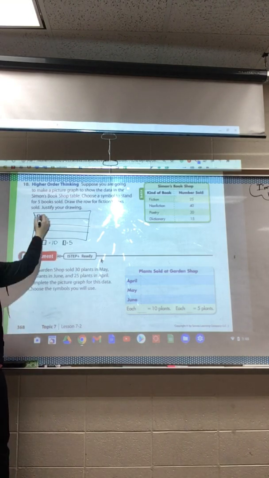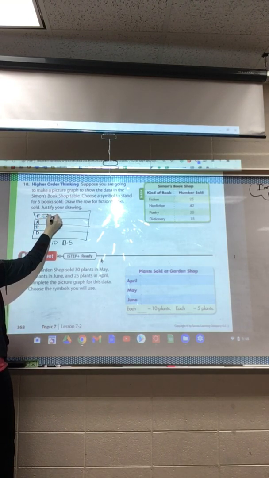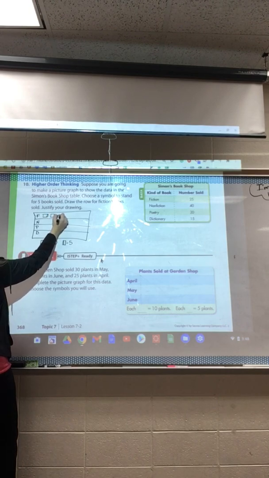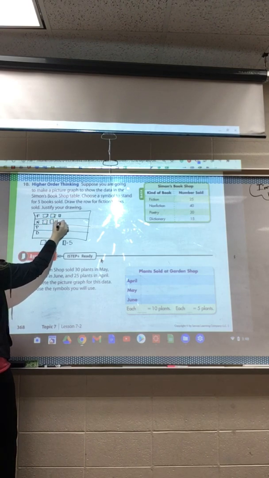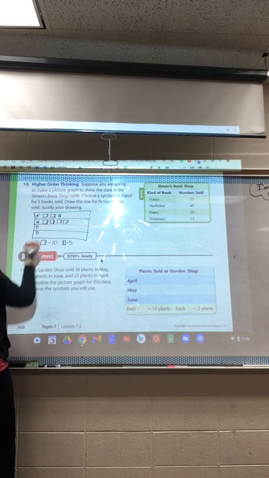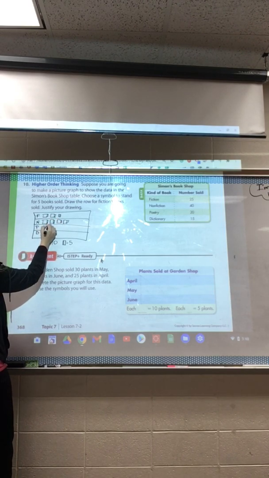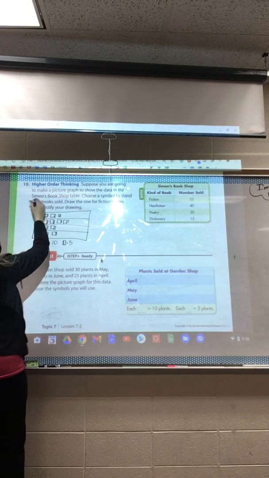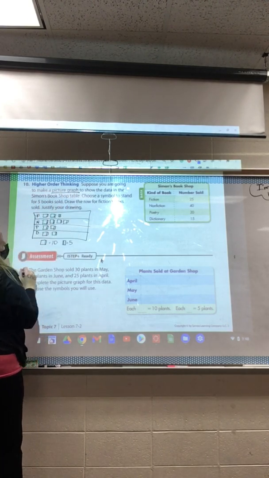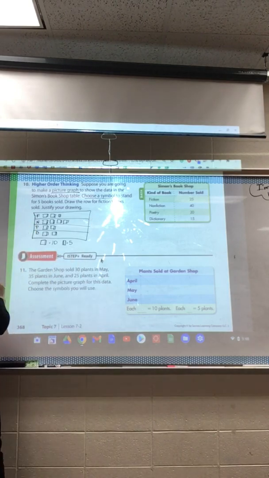So my fiction, I have 25. My nonfiction, I have 40. Poetry, I have 20. And dictionary, I have 15. So I have drawn my picture graph. Choose a symbol, I've done that. Now it says draw the row for fiction books sold, justify your answer.